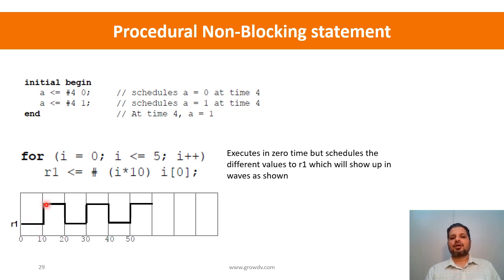The 1 is scheduled, and similarly when the index becomes equal to 2, it will become 20, and at that point I of 0 will be 0, and hence at 20 the 0 is scheduled. So all of these 6 assignments get executed at the point when this loop executes within the 0 time, but the actual assignment will take place at different points in time, depending on the intra assignment delay that we have specified in this non-blocking assignment statement, and hence it will end up producing a waveform like this.